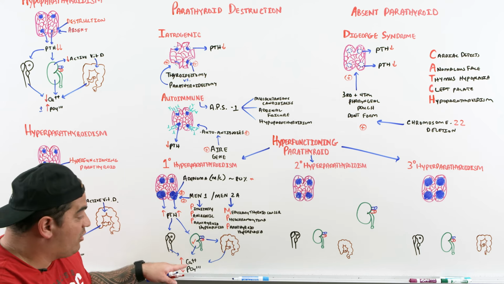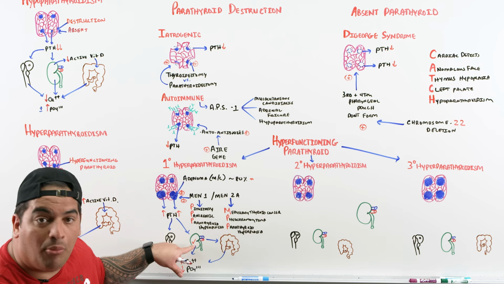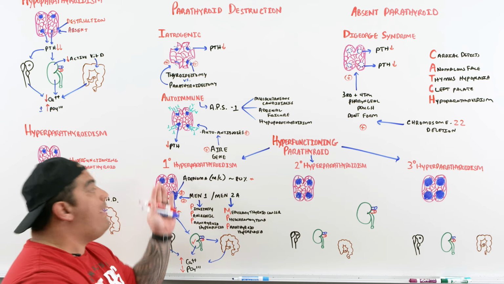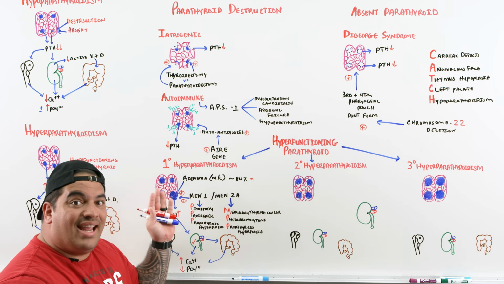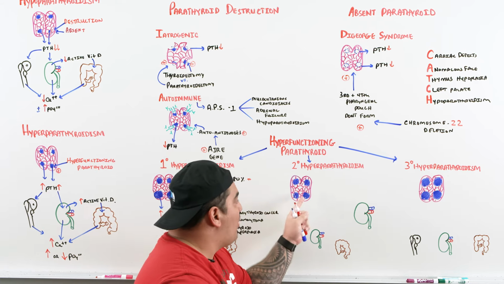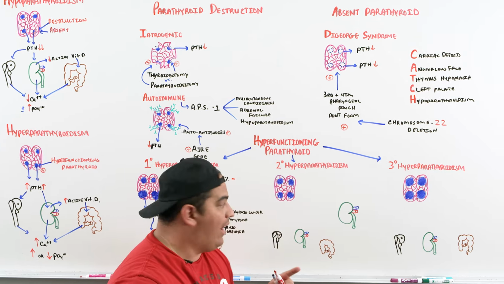That is really important. I really need you guys to remember that. For primary, it's always high calcium, low phosphate, normal renal function. All right? Likely some type of mass or process in the parathyroid that's causing this problem. Secondary is interesting because it's not a problem with the parathyroid originally. Something triggered this thing to go haywire.